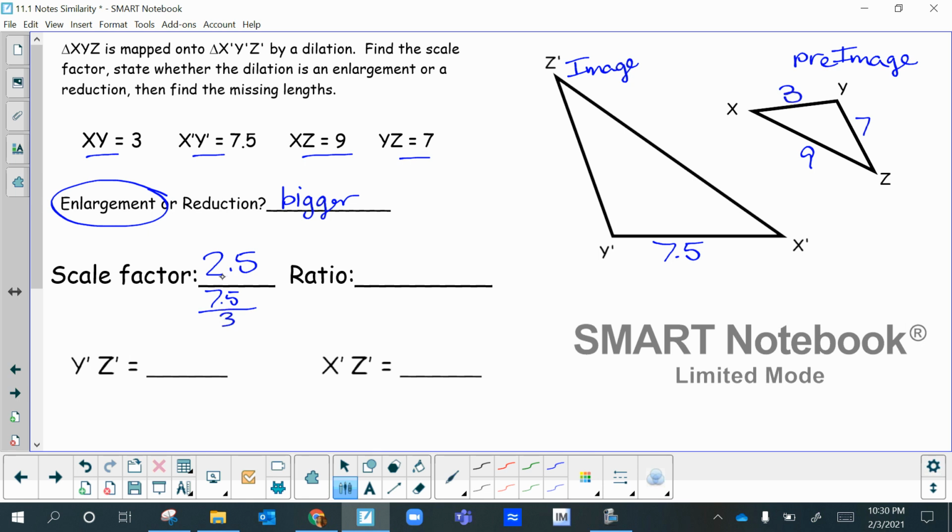Okay, now the ratio, remember the ratio goes from pre-image to image. And so I'm going to highlight those numbers again, 3 to 7.5. Okay, so then that's how we're going to write our ratio, 3 to 7.5. Now some people are probably thinking, well, can I write it as 1 to 2.5? Yes, you can. Okay, there's actually a couple of different ways you can write that.